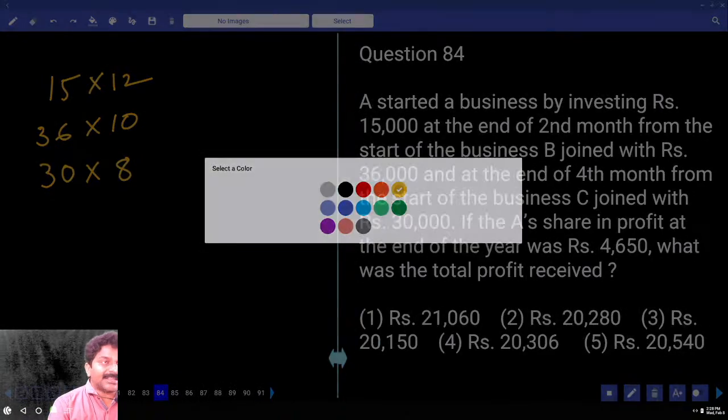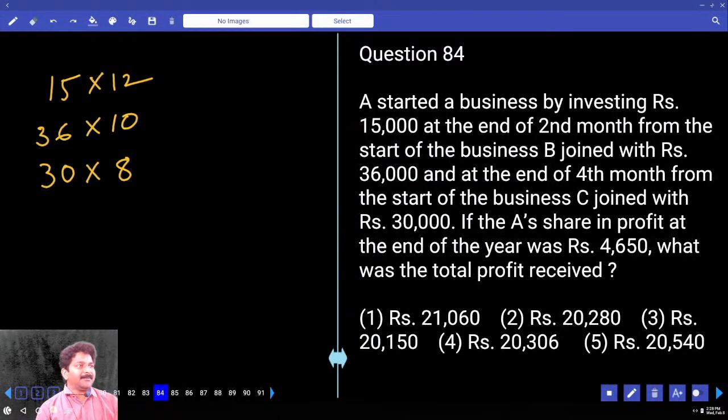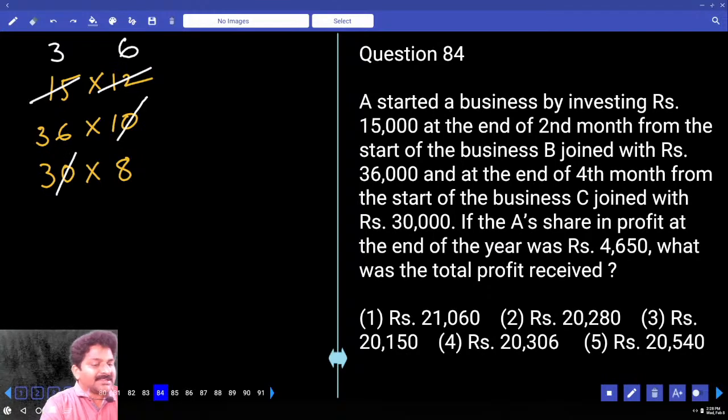Cancellation with 10, in the sense 5 into 2 is 10 only. I am taking 5 here, 3 is left. I am taking 2 here, 6 is left. 10 is taken common, 0, 0 cancel. Is that okay?